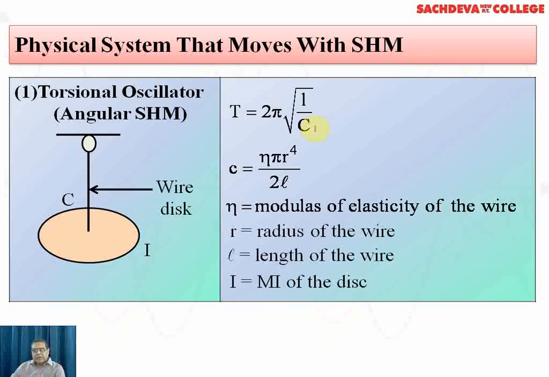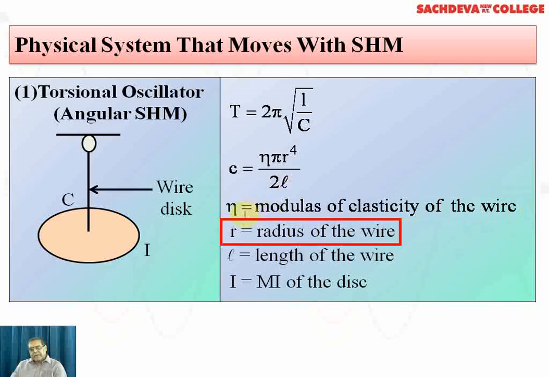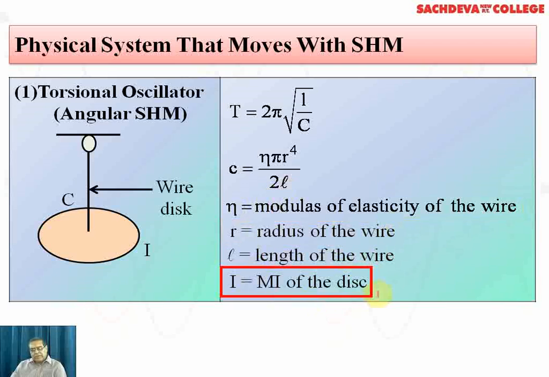So we should remember that in the case of the torsional oscillator, which is moving about the axis in rotatory motion, T is equal to 2 pi under root I over C. C is eta pi r to the power 4 divided by 2l, where eta stands for the modulus of rigidity of the wire, r is the radius of the wire, which can be written as diameter by 2, L is the length of the wire, and I is the moment of inertia of the disc.